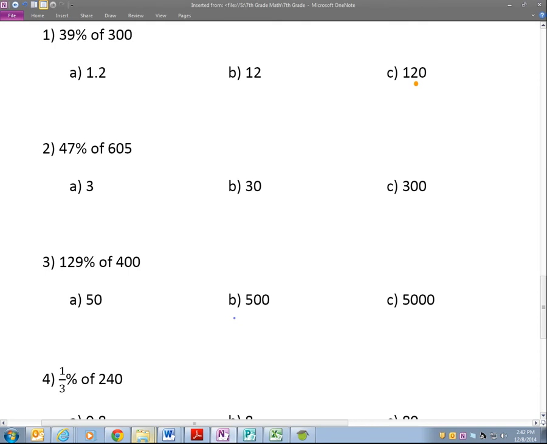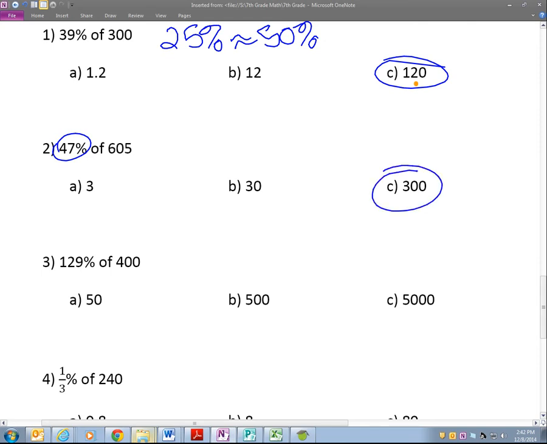Now, 39% is going to be between 25%, but it's also going to be close-ish to 50%, okay? What is close-ish to 50% of 300? What's the closest one? 120, that's it. Then this one here is super close to 50%. What's close to 50% is 605. Yeah. 300. Okay, then this one, 129%. What is just 25% more than 400?